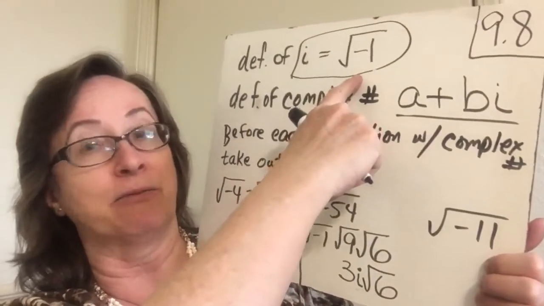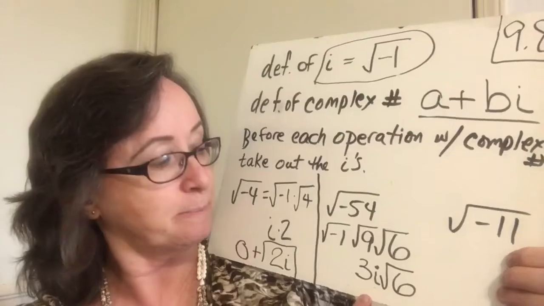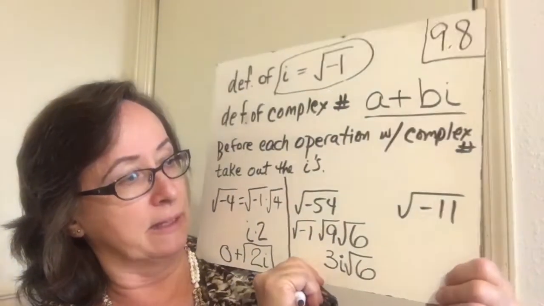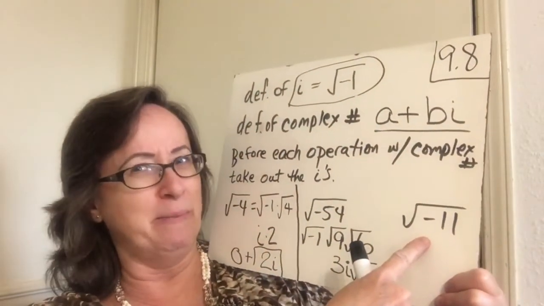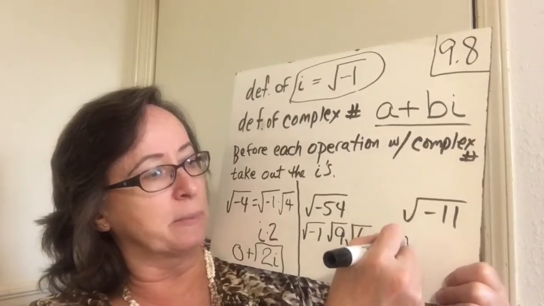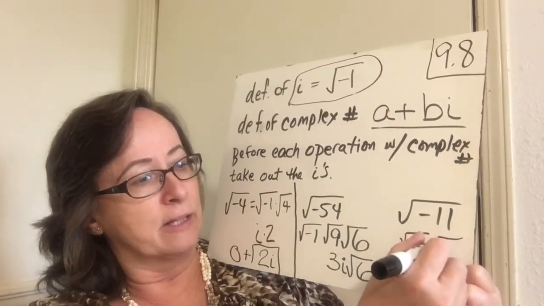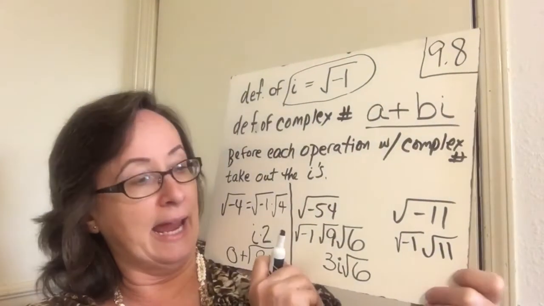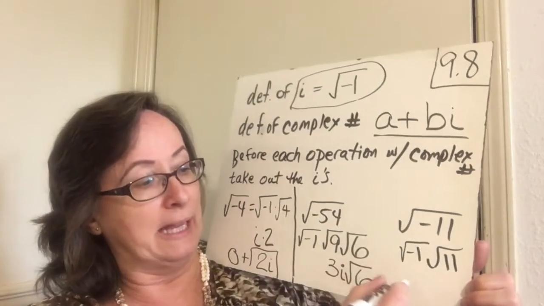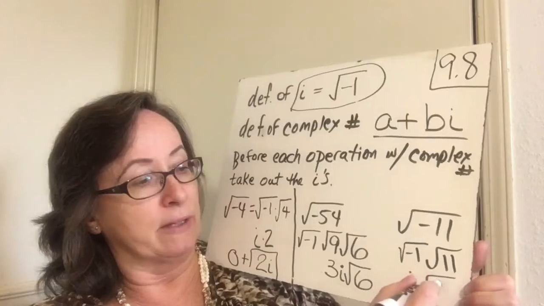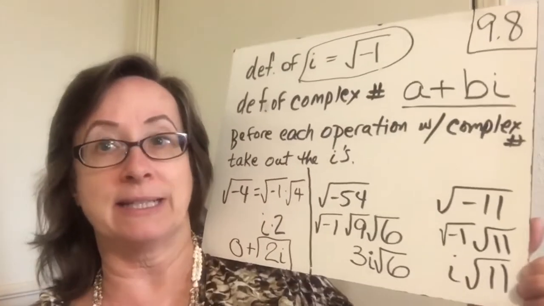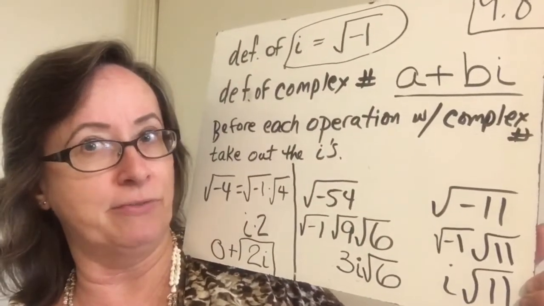The radical negative 1 is the i. Okay, let's look at the last one. The last one is a prime number, 11. So we're just going to break it up into the square root of negative 1 and the square root of 11, and the answer is going to be i square root of 11, because the square root of 11 does not simplify any further.